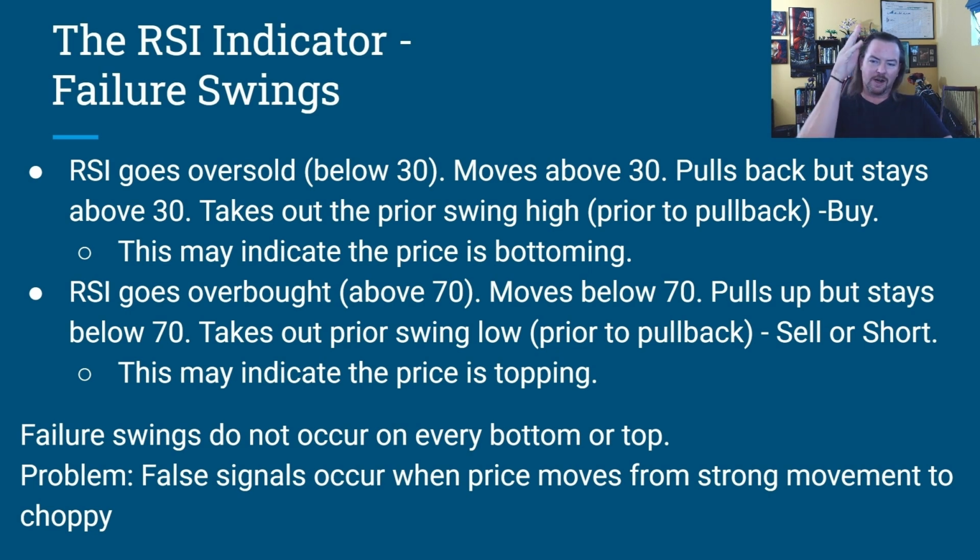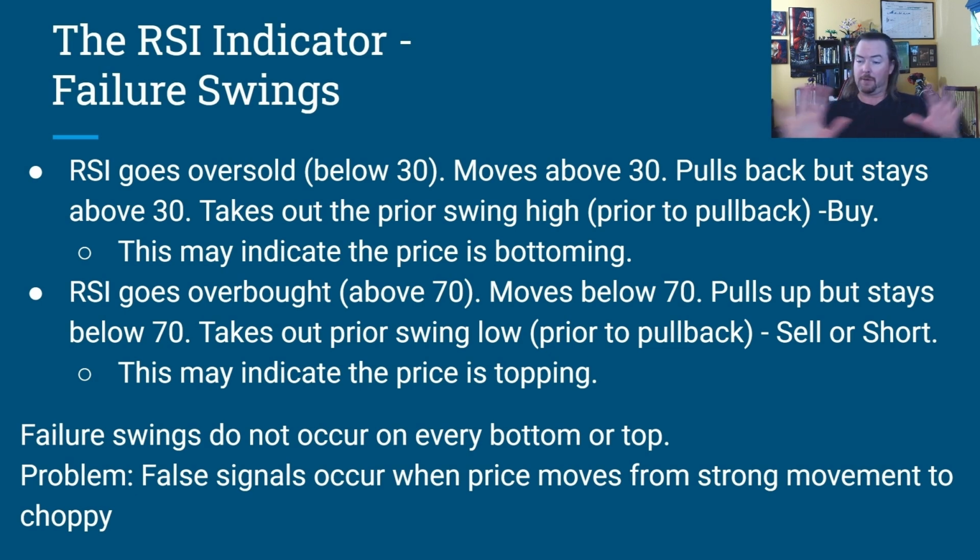So in the first case, RSI goes oversold. It drops below 30, then it moves above 30, pulls back, but it stays above 30. So basically it went into oversold territory, it bounced back up into not oversold, it dropped again. This is all the indicator, not the price. Drops again, but it stays above that 30 level and starts to move back up. It's a potential buy point, according to the indicator guy, Wells Wilder, when it takes out that swing high that was just made in the RSI. This may indicate the price is bottoming.